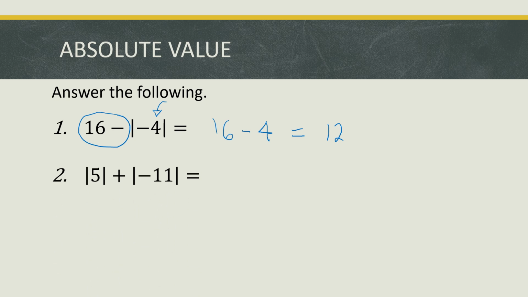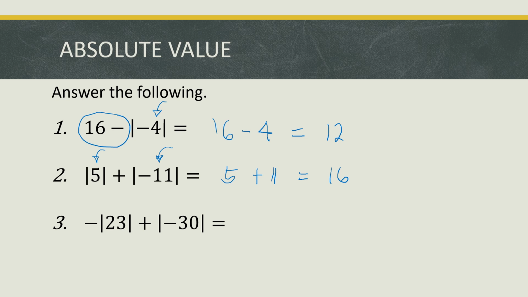The absolute value of 5 plus the absolute value of negative 11. Get first the absolute value of the integers. The absolute value of 5 is 5, plus the absolute value of negative 11 is 11. So 5 plus 11, we have 16.